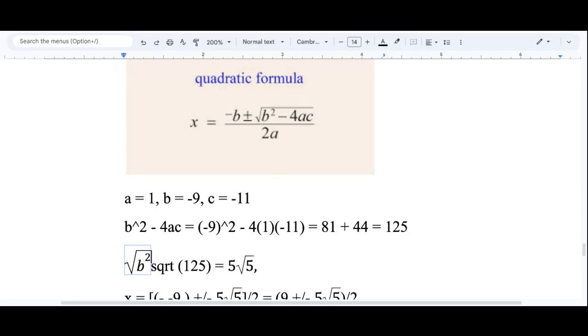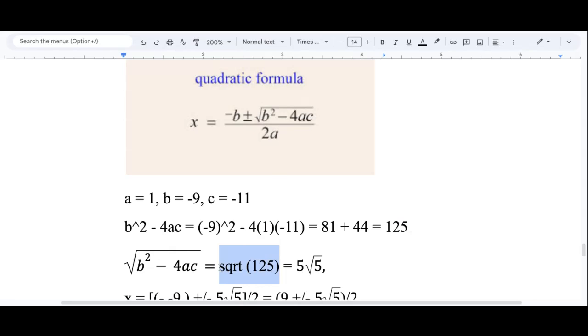Square root of b squared minus 4ac. So in this case, it equals the square root of 125. So the square root of 125 is 5 radical 5.